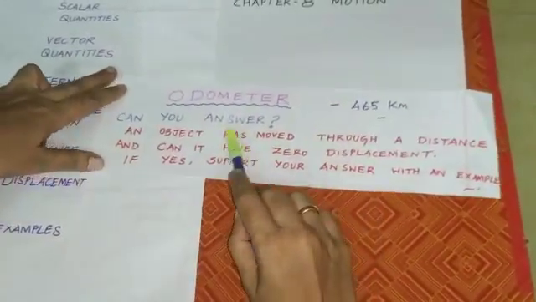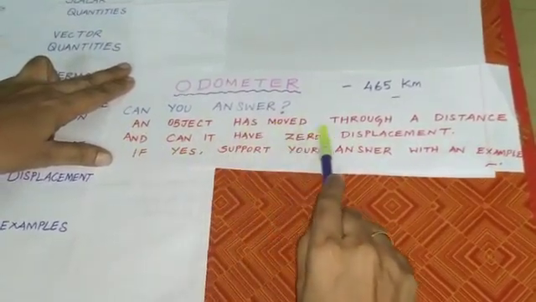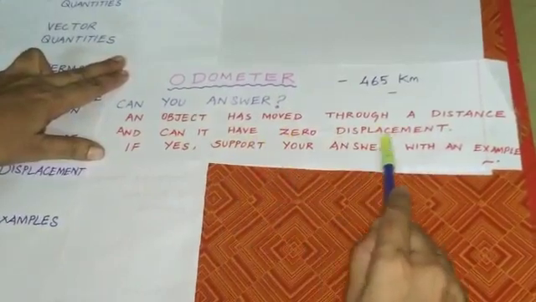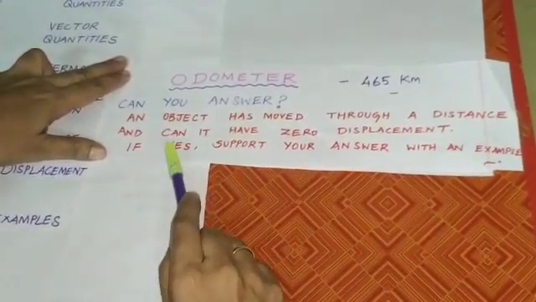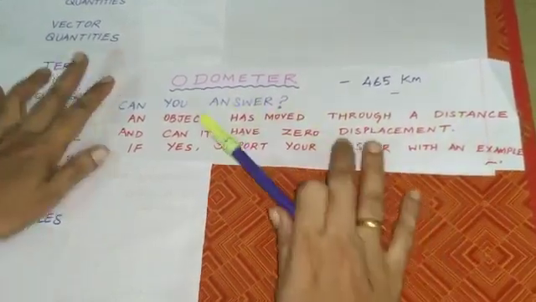Now, can you answer this question? An object has moved through a distance, and can it have zero displacement? You think it is yes? If yes, support your answer with an example.